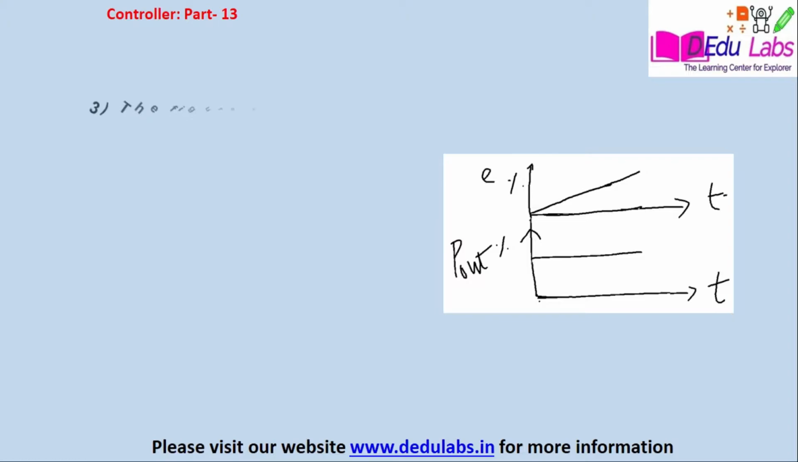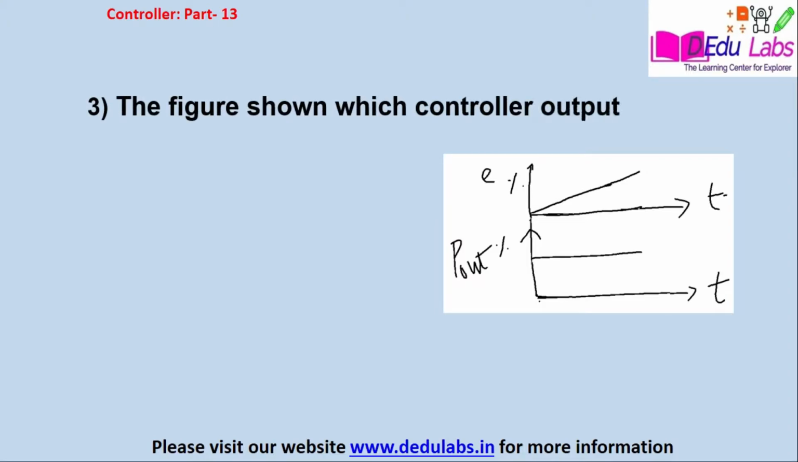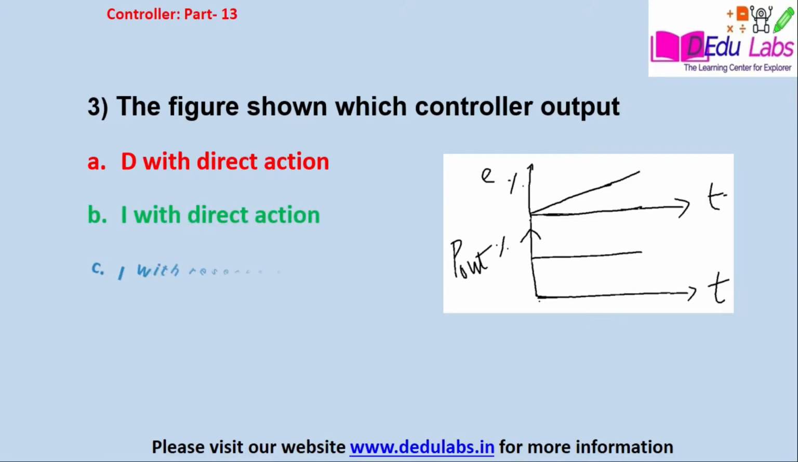Question number 3. The figure shown below represents which controller output? Option A, derivative controller with direct action. Option B, integral controller with direct action. Option C, integral controller with reverse action. Option D, derivative controller with reverse action.